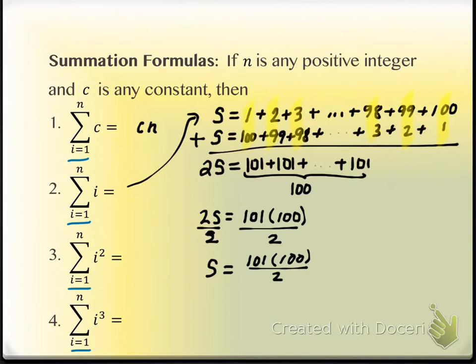What's wrong? Yeah, that's true. It is 5,050. I'm not really concerned about the total value. Remember, my goal in showing you this is I wanted to show you where the formula that I'm about to show you came from.